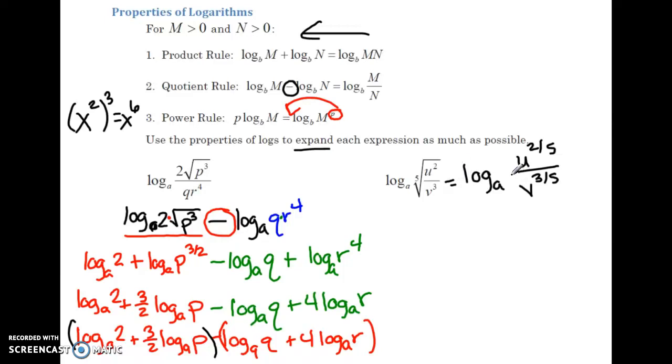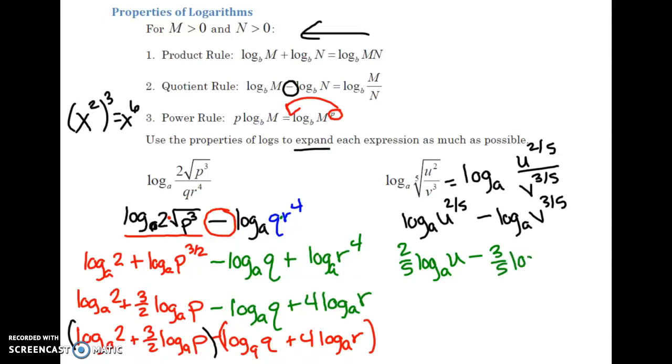Now I'm ready to start separating. To separate, I see a fraction here. So fraction is division, so that means I need to subtract. So that'll be log A of U^2 to the fifth minus log A of V^3 to the fifth. Okay. Now both of these have exponents. There's no multiplication here, just exponents. So exponents go to the front. So this will be 2/5 log A U minus 3/5 log A V. And now I'm done because there's nothing left inside the log to move anymore.